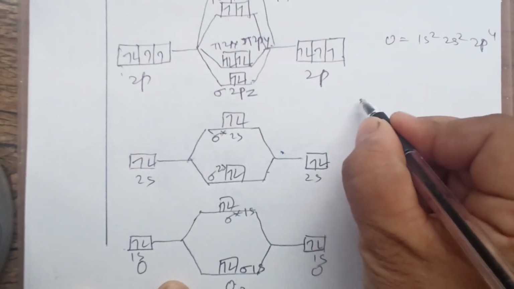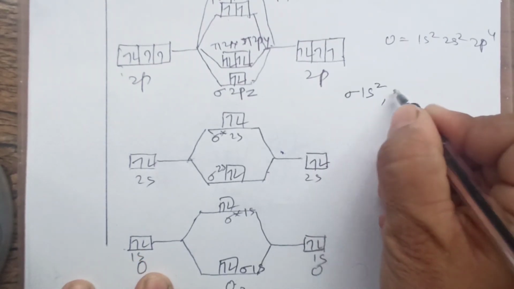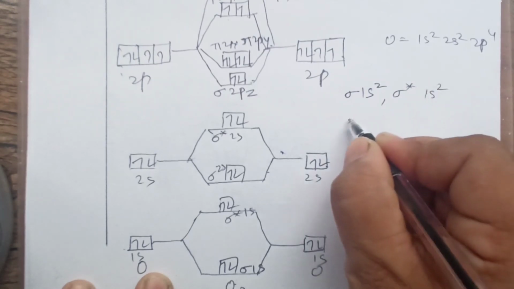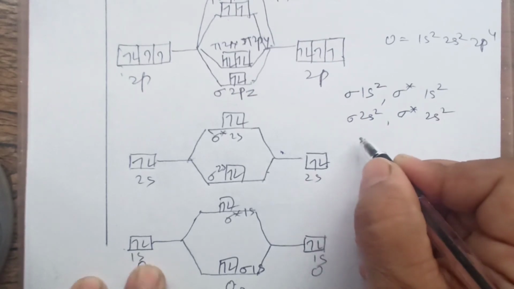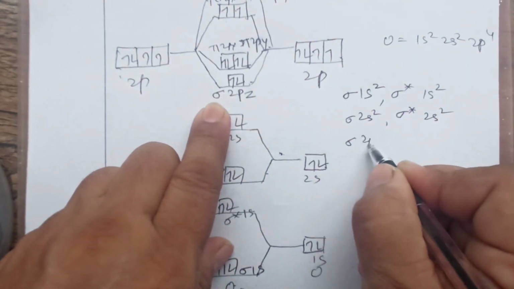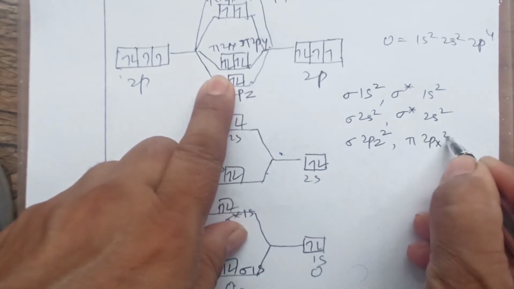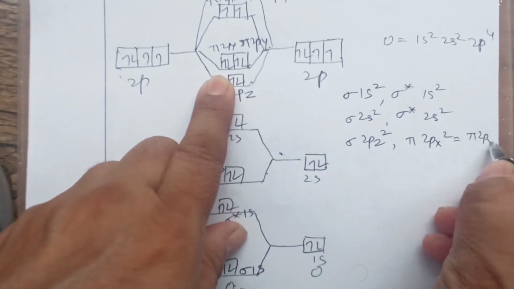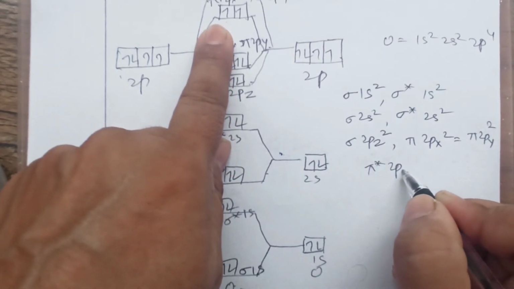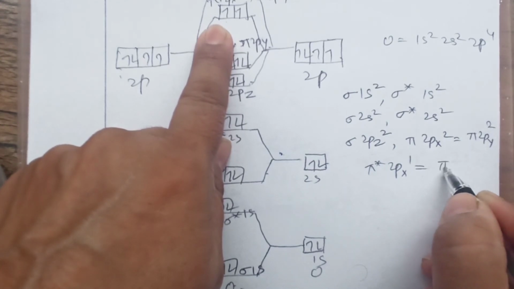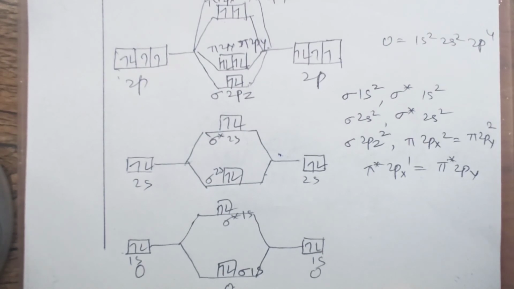Starting from here, we will write the configuration: sigma 1s2, sigma star 1s2, sigma 2s2, sigma star 2s2. Then from here we will write sigma 2pz2. Then we will write pi 2px2 is equal to pi 2py2. Then we will write pi star 2px1 is equal to pi star 2py1. Got it? This is the configuration.